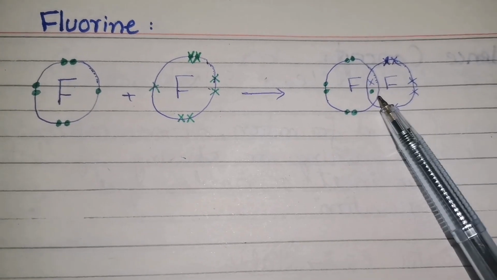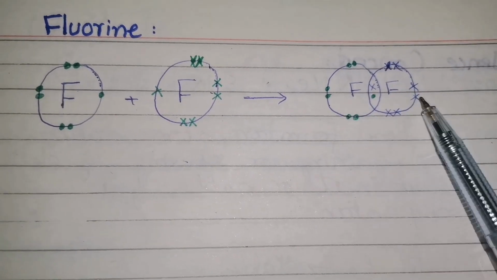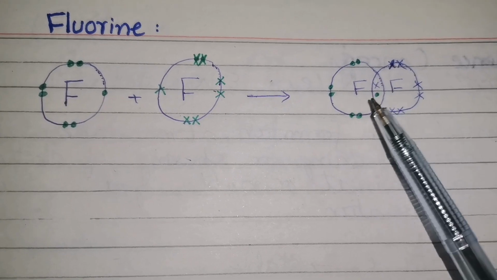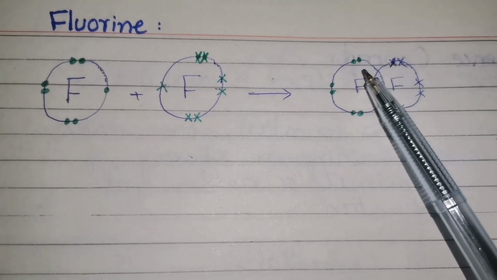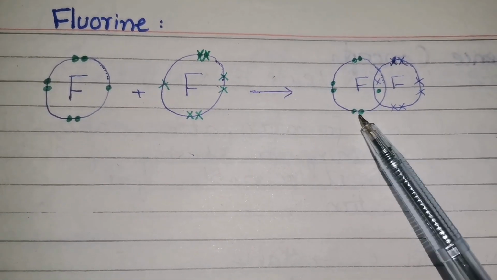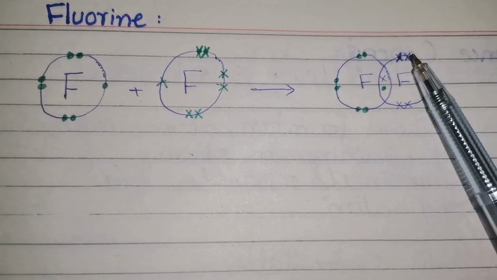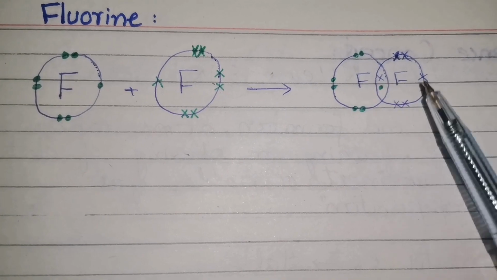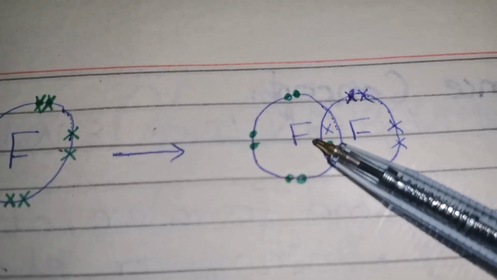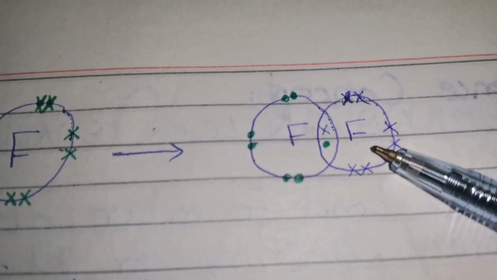They both will share 1 electron and they will attain the noble gas electronic configuration. Now how many electrons does this fluorine have? 1, 2, 3, 4, 5, 6, 7, 8. And similarly, how many electrons does this fluorine have? 1, 2, 3, 4, 5, 6, 7, 8. It means that both the fluorines are now stable.